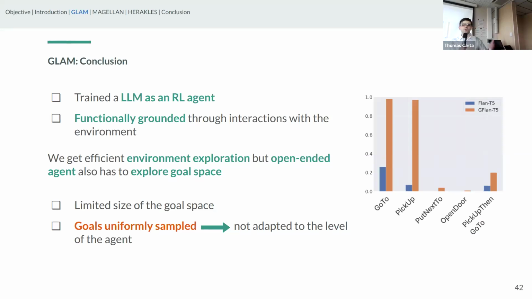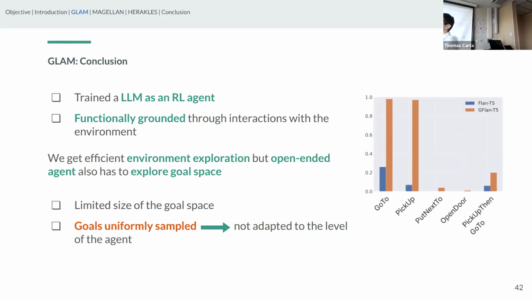Thus, in conclusion, we have trained an LLM as an RL agent, and we have shown that through this interaction, it is functionally grounded in the environment. And thus, we get an efficient method to explore the environment that is able to generalize between goals.